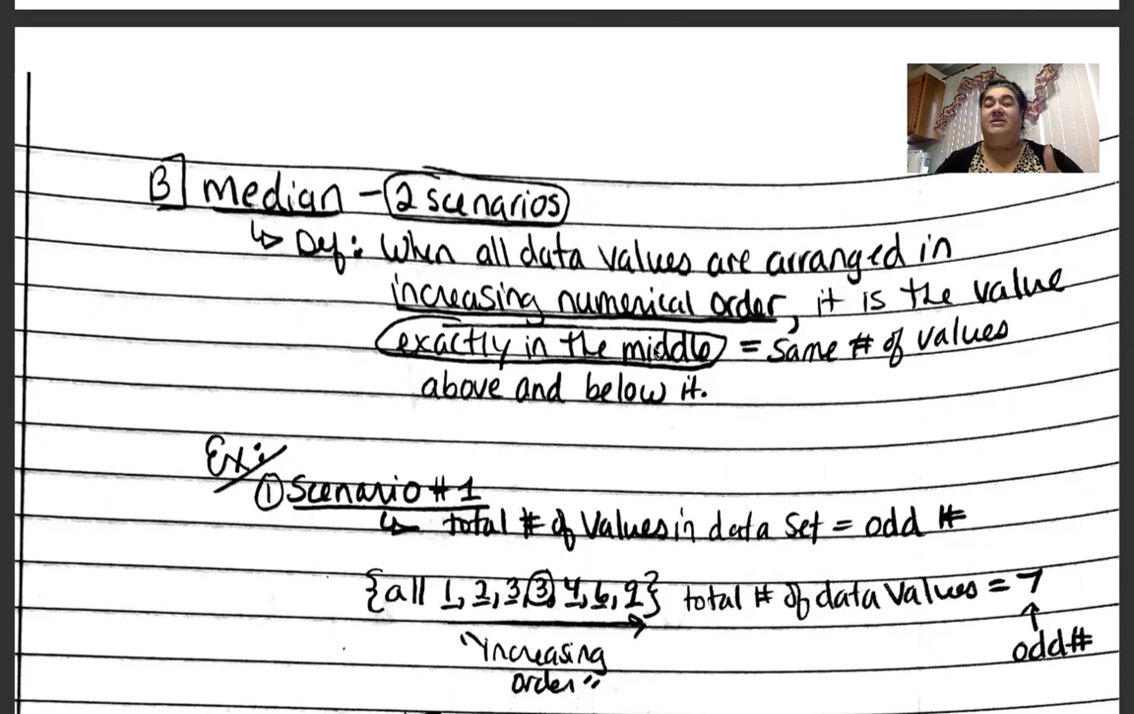It's like physically in the middle. If you were to think of all your data values as a number line, the median is the value that is exactly in the middle of that number line, having the same number of values above it as it has below it, okay? So let's look at an example because that makes it a little more clear.